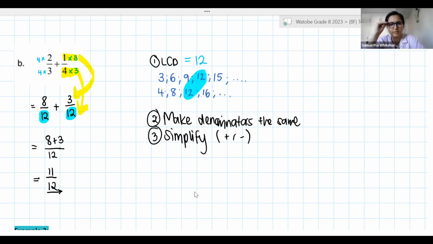Ma'am, what I don't understand is that every time with times we multiply, is it always going to be 3 or it's going to change? It's going to change. It depends on what the LCD is.